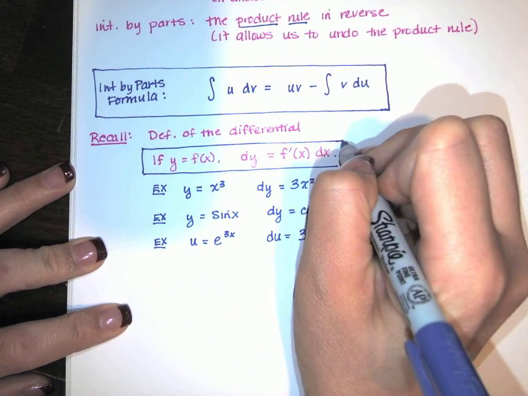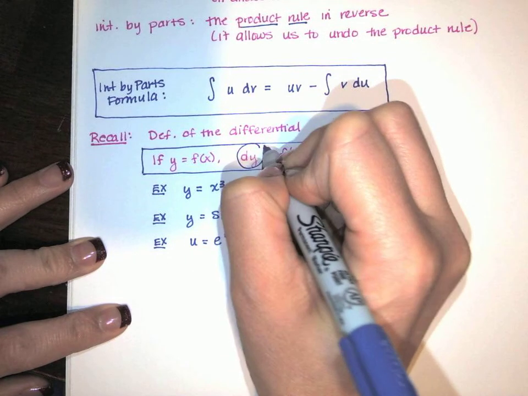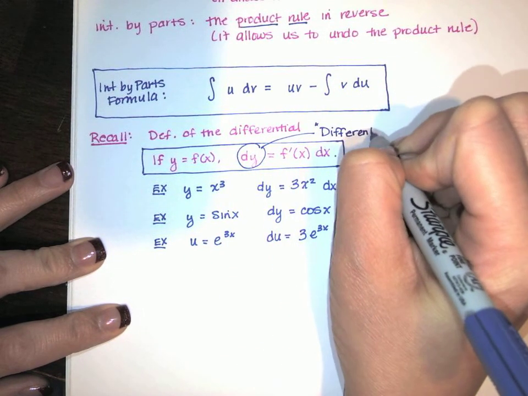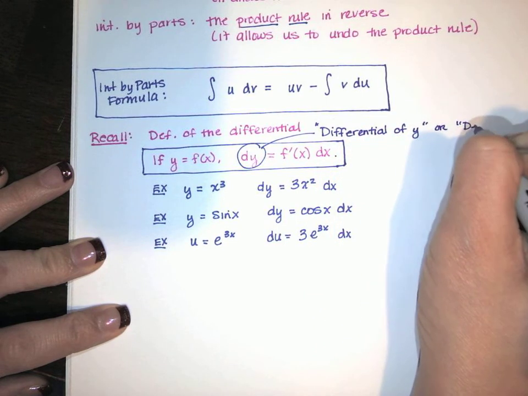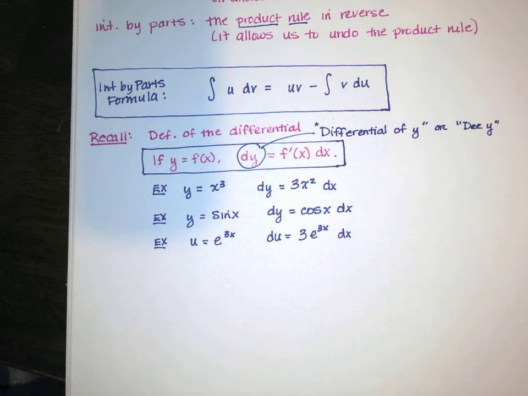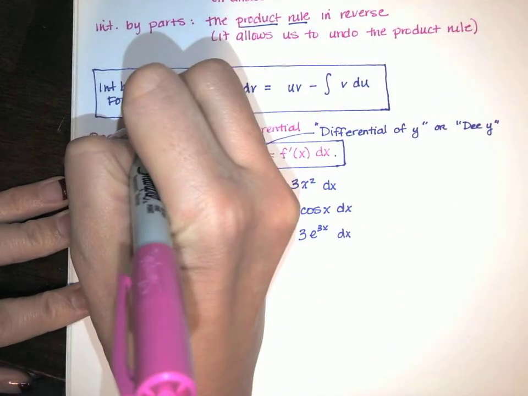If y is equal to f of x, then dy is the differential of y. So that's how we read that. Or you could just say dy is equal to f prime of x dx. It's just the derivative multiplied by dx. Dy is not the derivative. Dy is the derivative times dx. So keep that in mind. So we need that definition of the differential in order to derive this formula.